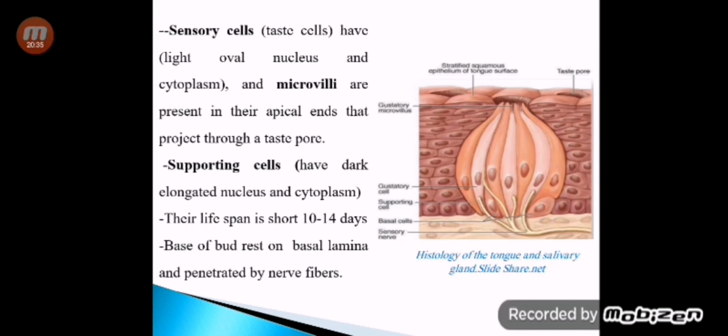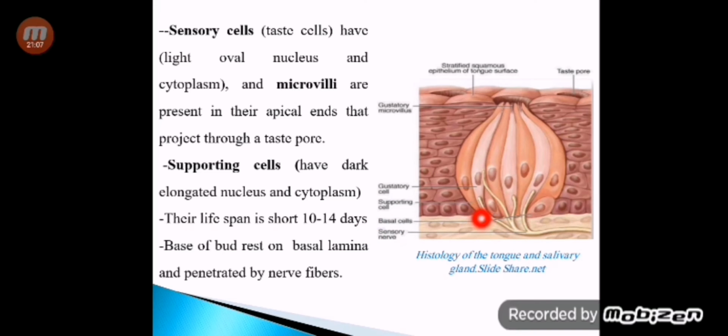This is the sensory cell, or taste cell, or gustatory cell. It has a light oval nucleus with light cytoplasm and the microvilli which are present on their apical surface that project through the taste pore. The other cell is the supporting cell, which has a dark elongated nucleus and dark cytoplasm, present between the taste cells supporting them. Their lifespan is very short, about 10 to 14 days, and they are replaced by the stem cell.